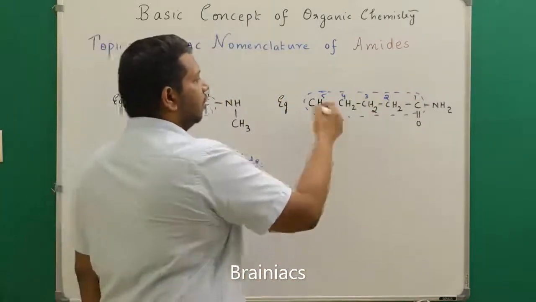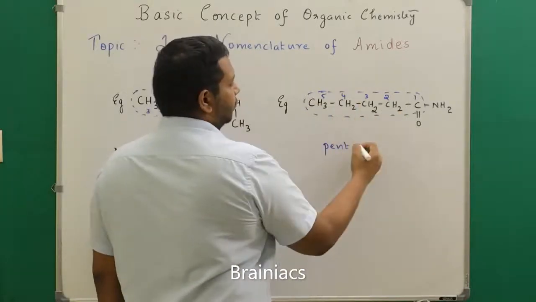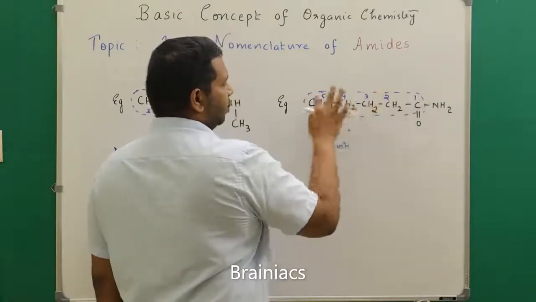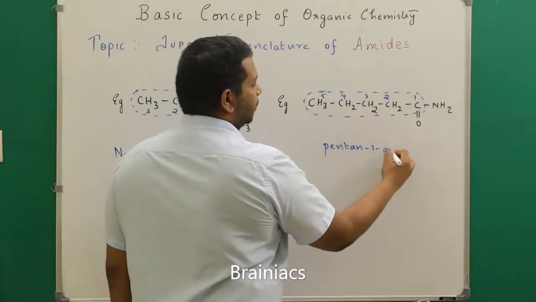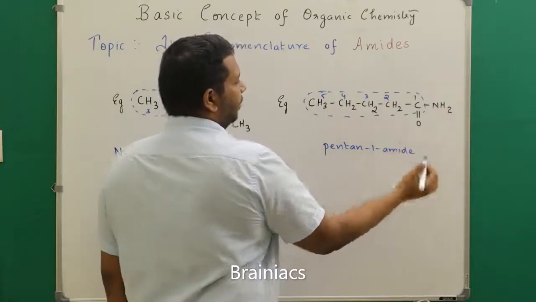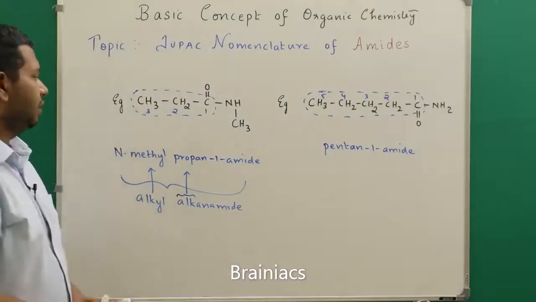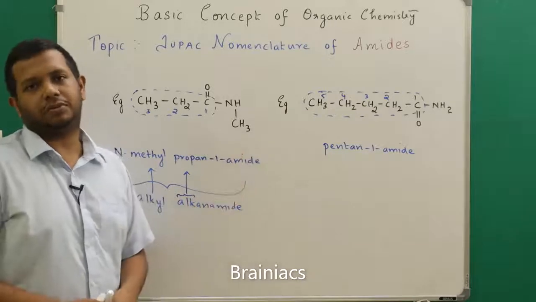So word root, how many are there? Pent. Correct? Then all are linked through single bond. So we say pentan. First position we have amide. So pentan 1 amide or pentanamide. Both are correct. Okay. So I hope you understood the concept. Now we will go to 2 more examples.